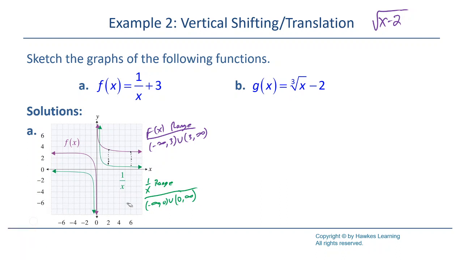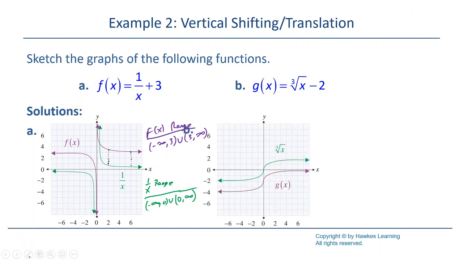So then, like I said, with these over here, again, all you're doing, this is a vertical shift of 2 down. Notice all the values are just moved down 2.